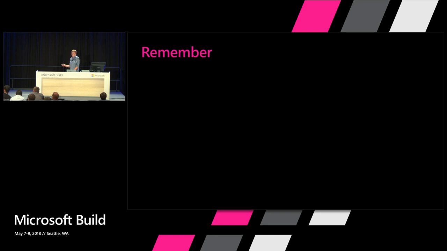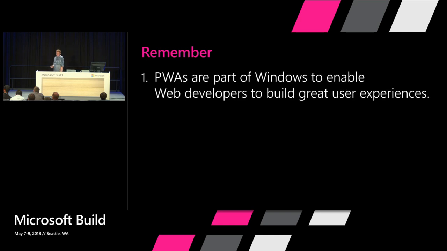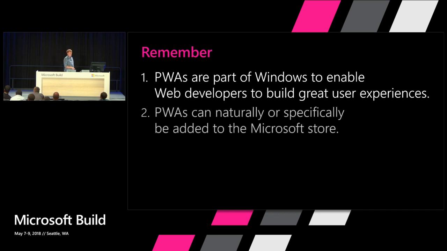So a quick summary of what we went through today. Our goal here is to enable great experiences. We want your web code and your web content to run great on Windows and want users to experience it just like a regular app. You can add your applications to the store intentionally through a self-publishing or the indexing program that we're working on now so that we can go out and discover them.